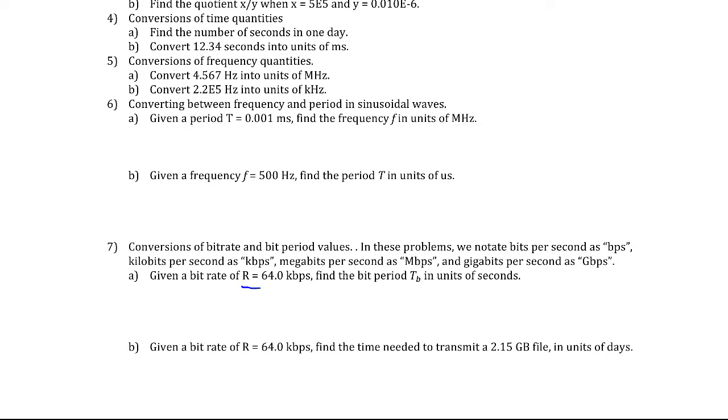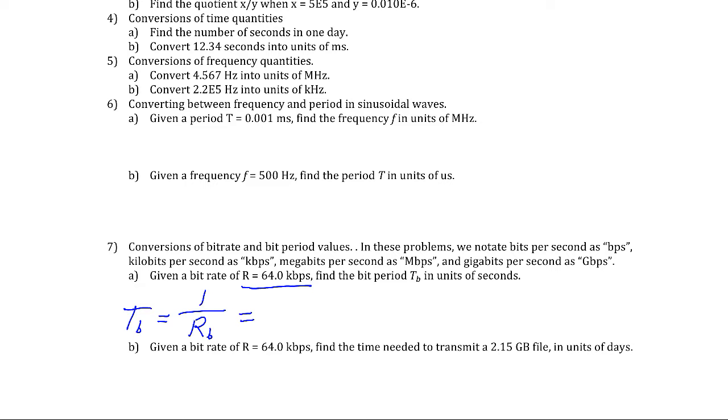data rate of 64 kilobits per second. Little b means bits, and ps means per second. And so we're given the data rate, and we want to calculate the bit period. And so this is just this inverse relationship between the bit period, TB, and the bit rate, RB. I'm going to call it R with a subscript B here.